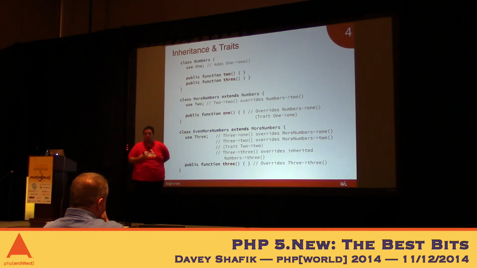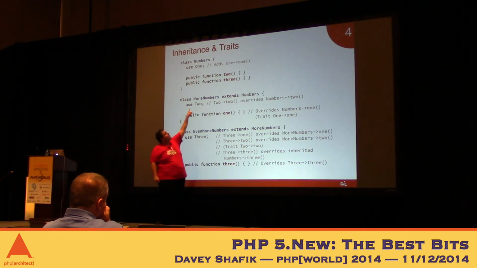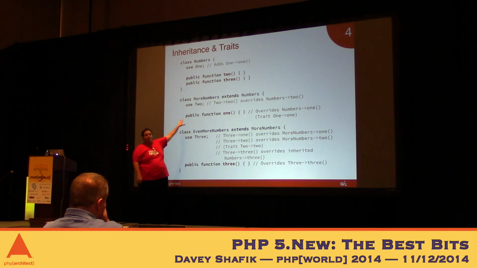Inheritance and traits. So if you are inheriting a class that uses a trait, in this case, class Numbers uses the one trait. So that gets a method from the one trait called one, right? And we're defining 2 and 3 ourselves. If we then extend that and we do a use 2, we inherit 1 from the first one. We pull in 2 from the trait. Now it overrides the 2 from the first class. Okay, so the trait, because it's being used in this one, overrides as if it were copy and pasted right here. Okay, exactly as you would with inheritance. And because we're defining a public function 1, it overrides the 1 that came from the trait. Okay, so the trait overrides the function from the inherited one, and the one defined here overrides the trait, exactly the same as if it was in the trait or not.